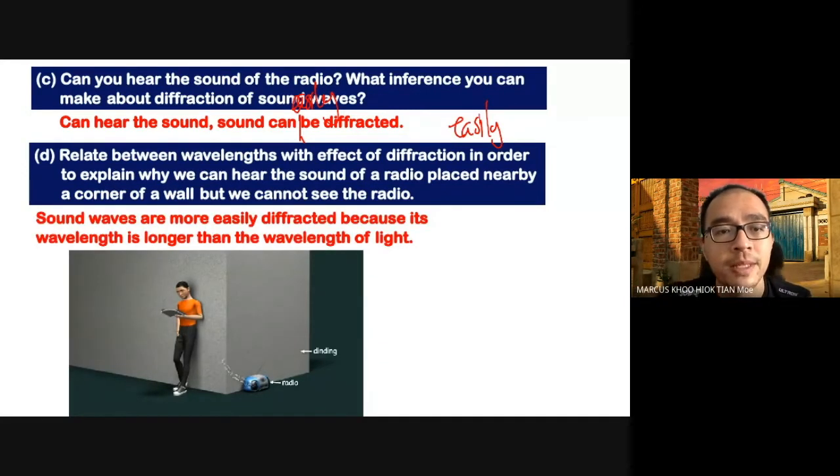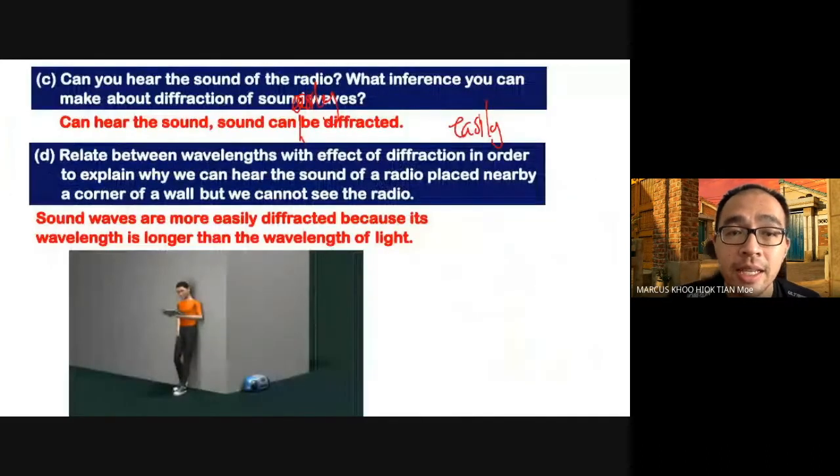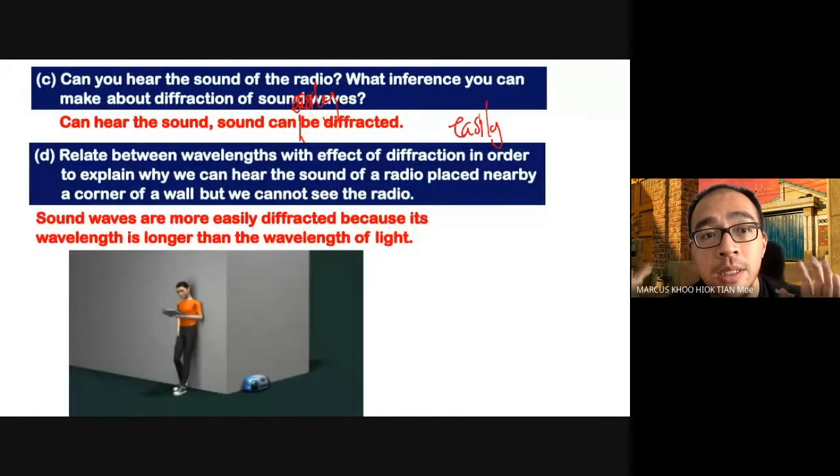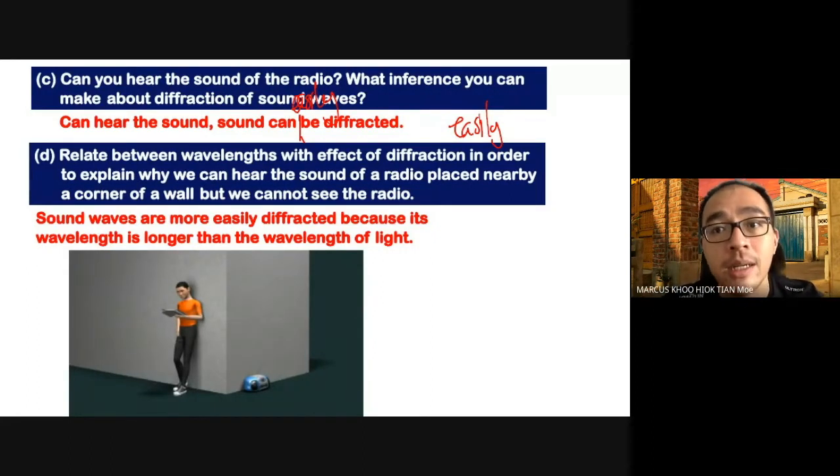I can hear the sound of the radio behind the wall. They're easily diffracted because the sound wavelength is so much bigger than the wavelength of light. So it's very easily diffracted. The energy is very easy to spread out, because we can hear it. Because the wavelength is long enough, it's so big, that it's so easy to diffract.